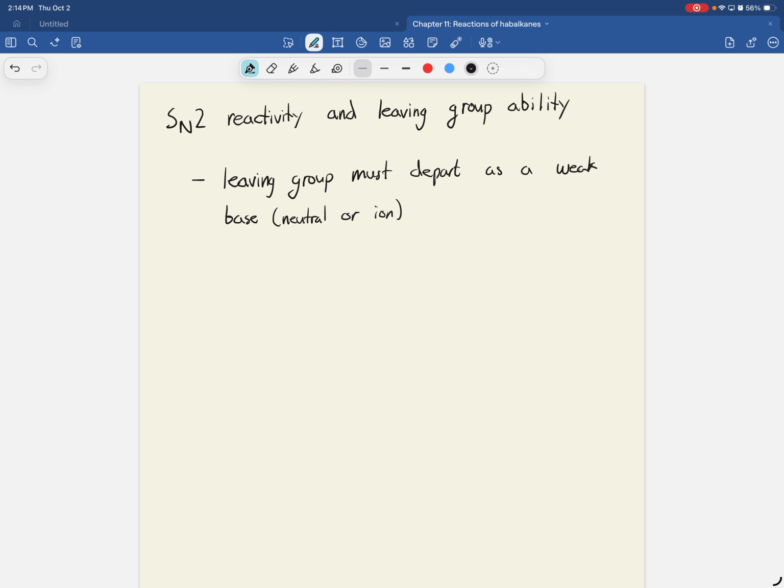Our point here, Cl, HCl, good leaving group. We saw that. Br, good leaving group from HBr, and iodide, good leaving group because of HI. So they're the conjugate bases of strong acids. So in this case, we could say here, conjugate bases of a strong acid.